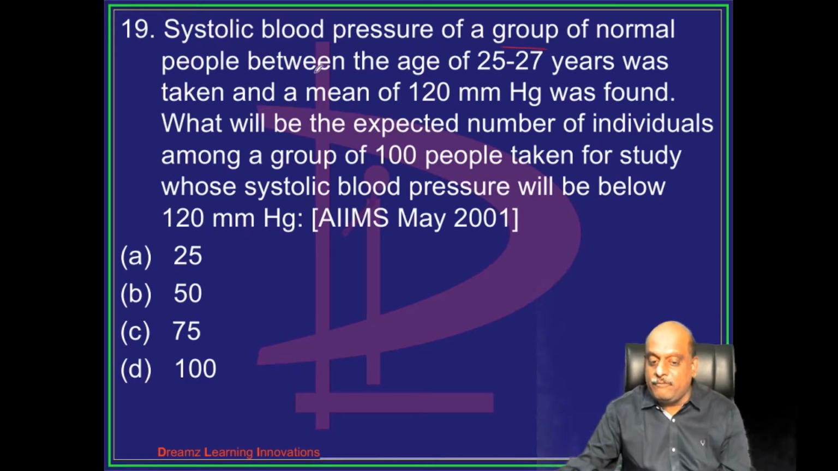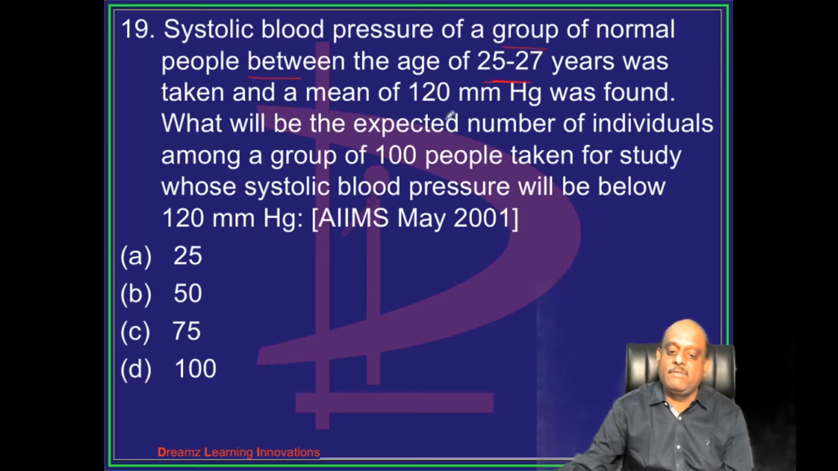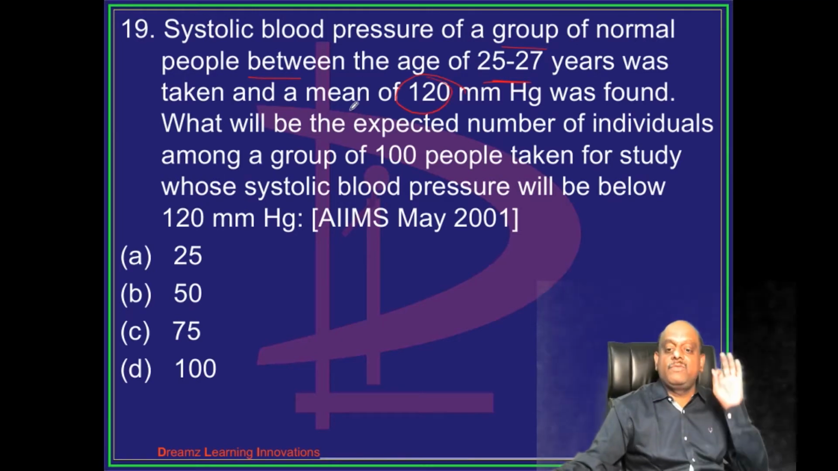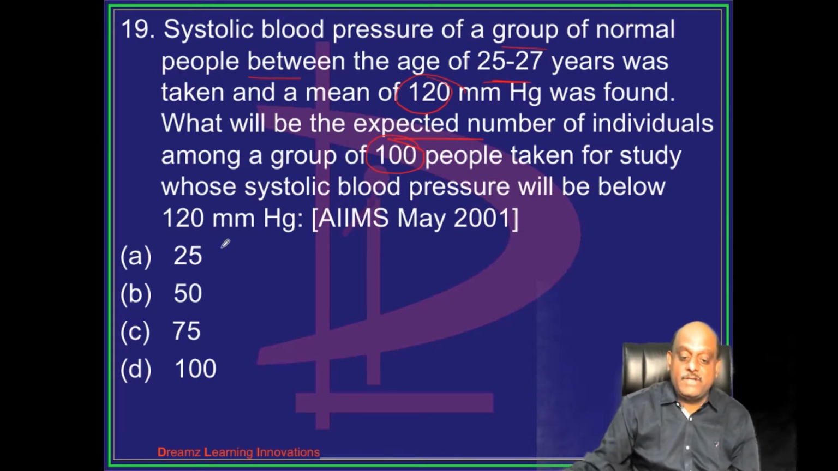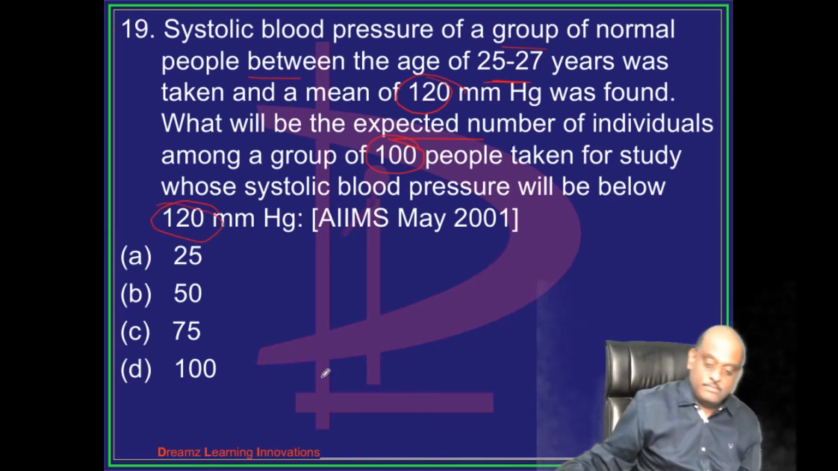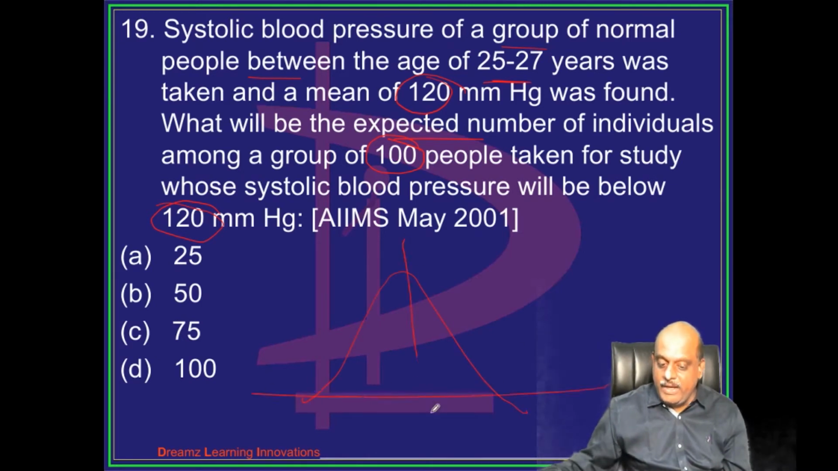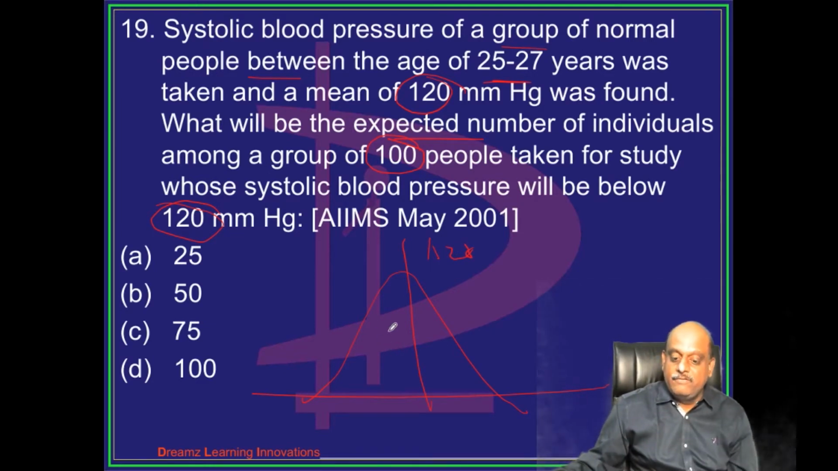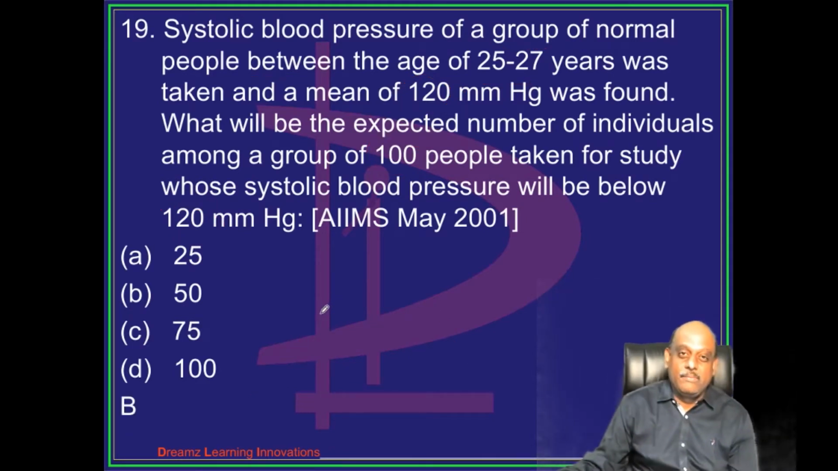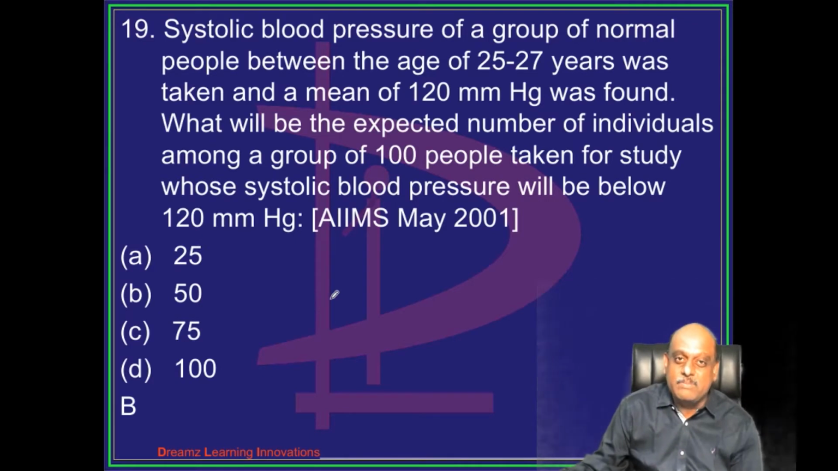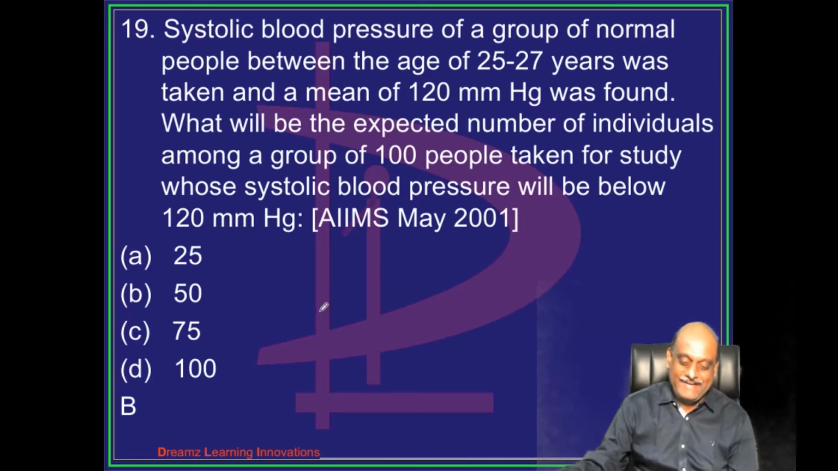Now doctor, systolic blood pressure of a group of normal people aged 25 to 27 was taken and the mean was 120. What will be the expected number of individuals among a group of 100 whose systolic pressure will be below 120? If the mean value is 120 and it is a normal distribution curve, 50% will fall below 120. That is what the examiner is asking. Right? Simple.